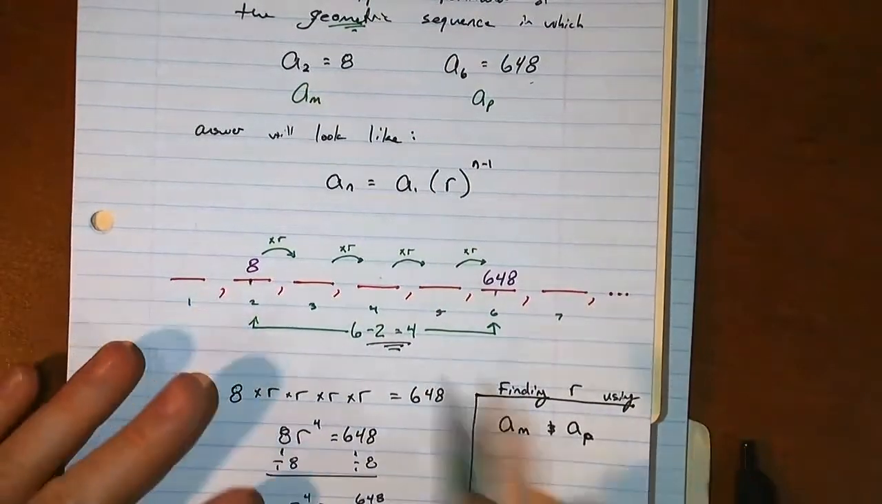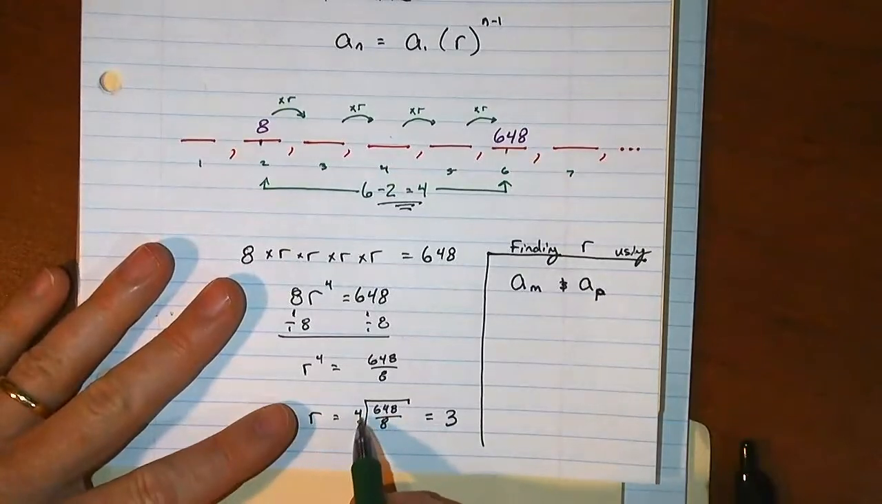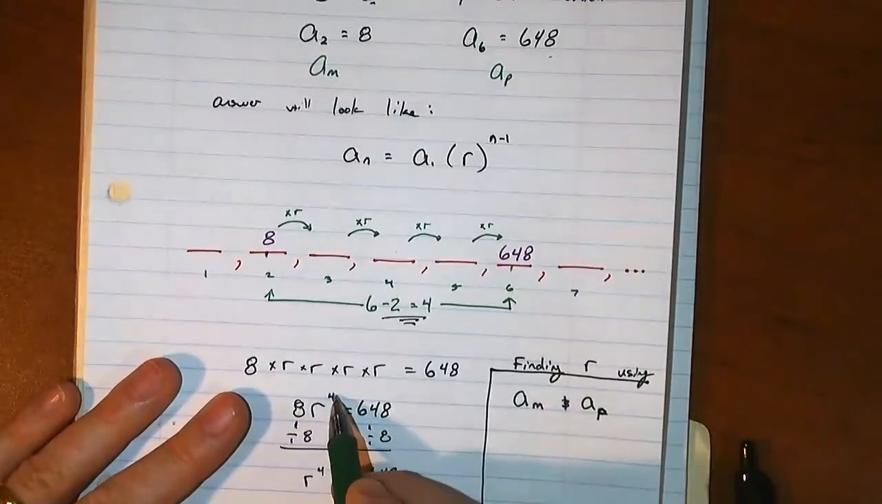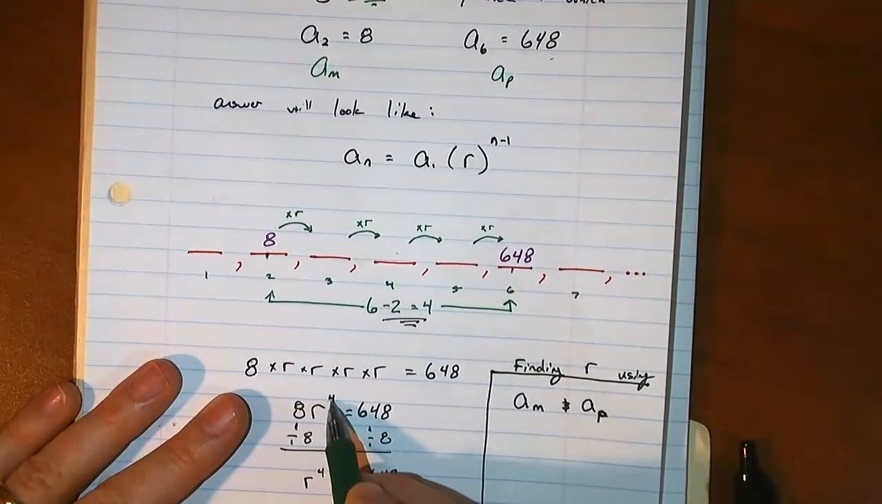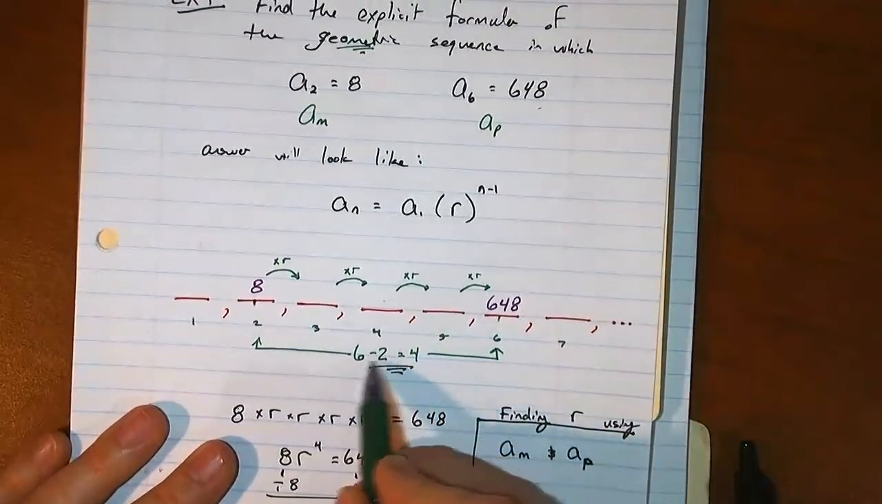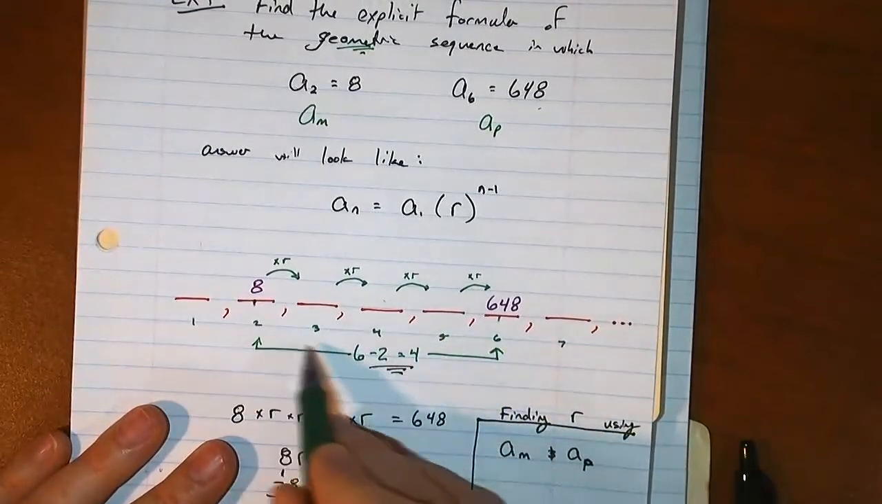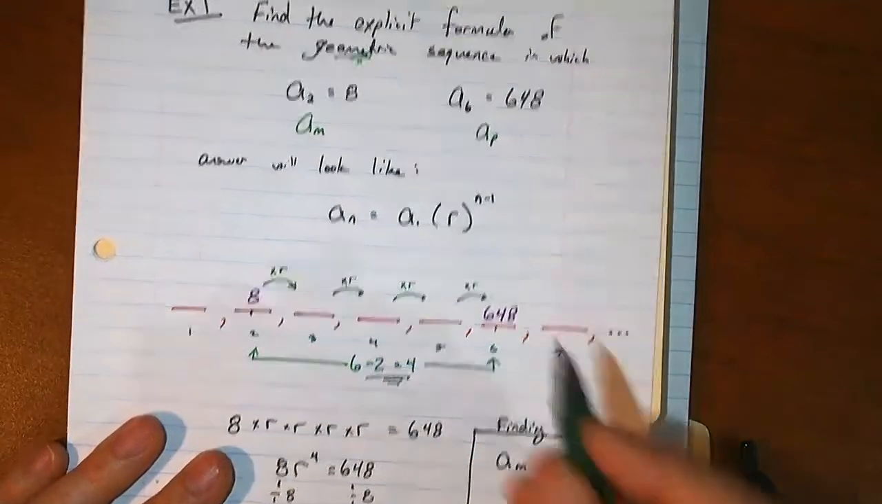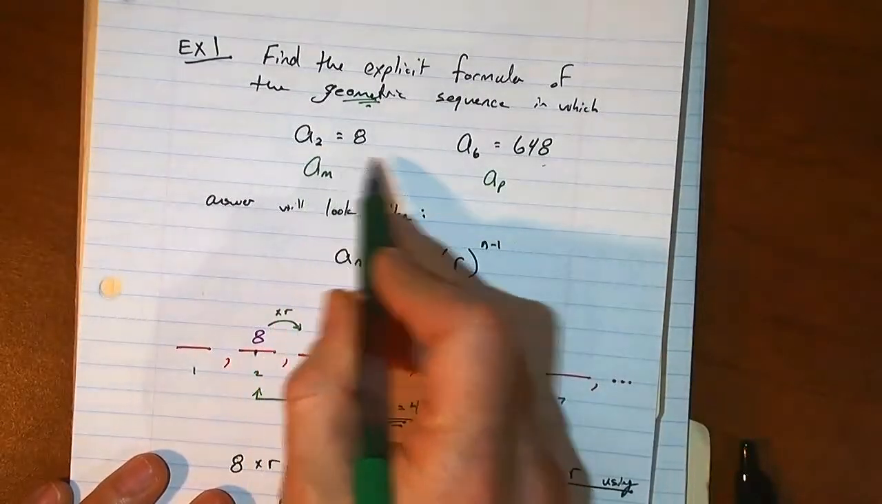Okay, so the way that I got the index for my radical was based on knowing how many times I multiplied R. And I could figure that out by subtracting which two terms that I had. So in this case, I had a term 2, a term 6.